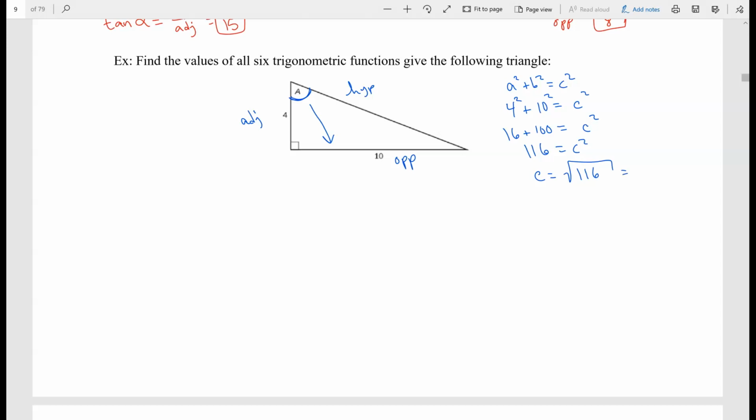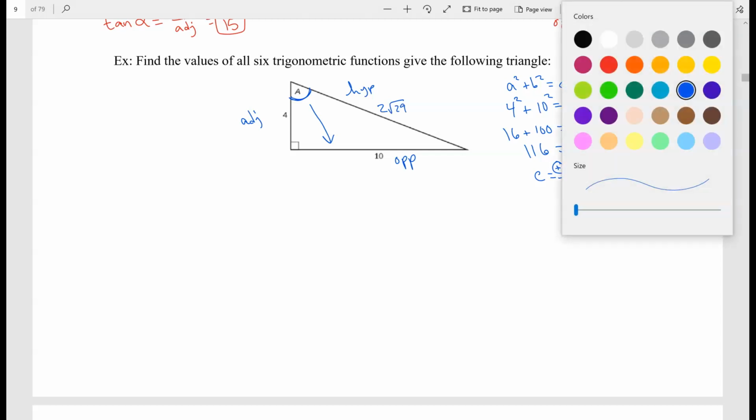Okay, so let's go to my calculator. I'm going to put square root of 116, and you'll see that this is 2 square root of 29. Notice that when we take a square root, there is a plus or minus in there, but we're going to get the positive side because the length of a triangle cannot be negative. All right, so now this is going to be 2 square root of 29.